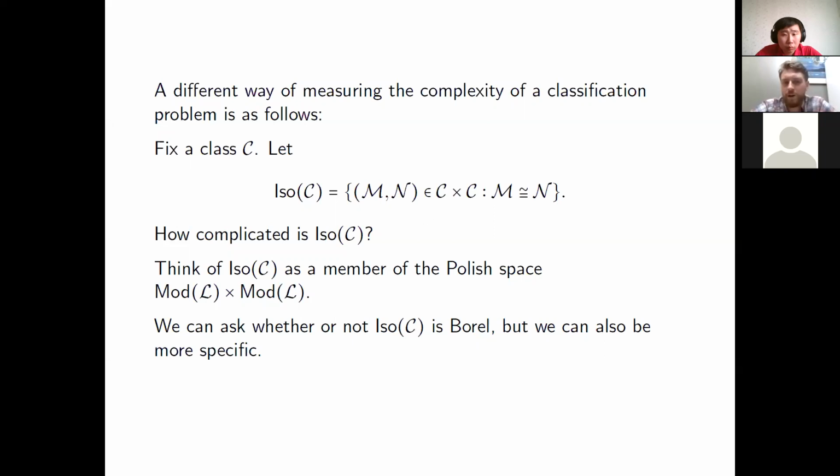And when I say how complicated it is, the first question you can ask is, is this Borel, right? Remember, Borel things are relatively concrete. Non-Borel things are somehow less concrete, right? So if the isomorphism problem is Borel, that means we have some kind of concrete understanding of when two things M and N are isomorphic. And if it's not Borel, that means we don't really have a concrete understanding. But we can also be more specific, right? If it is Borel, we can come up with a way of measuring exactly how Borel something is.